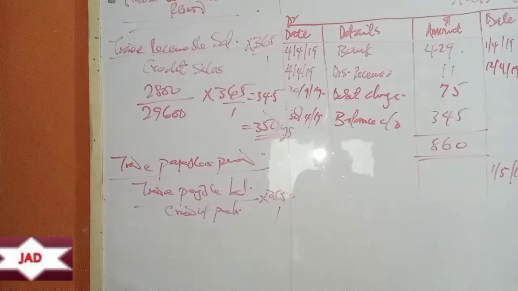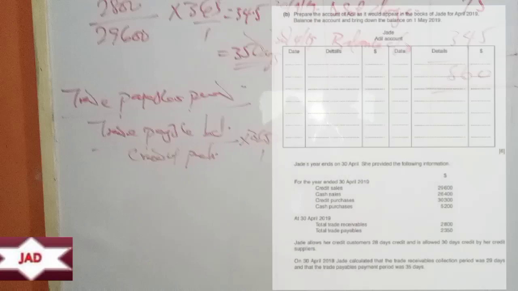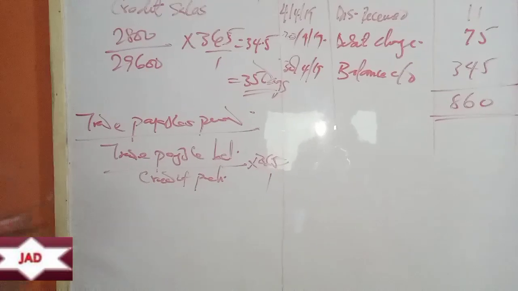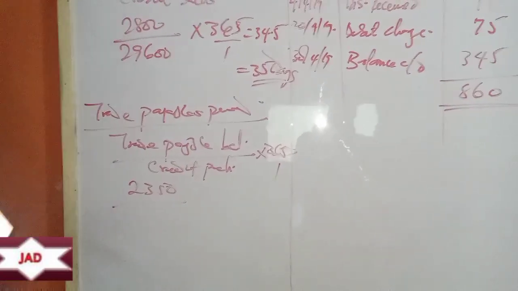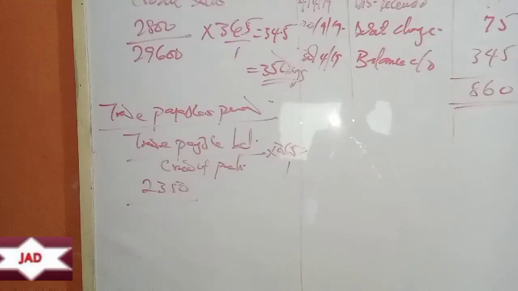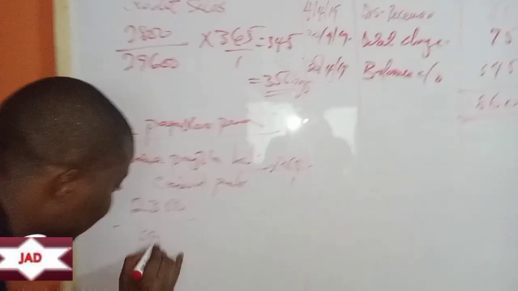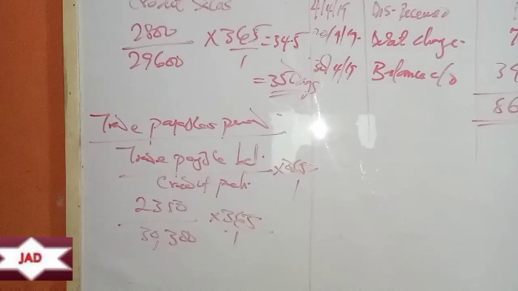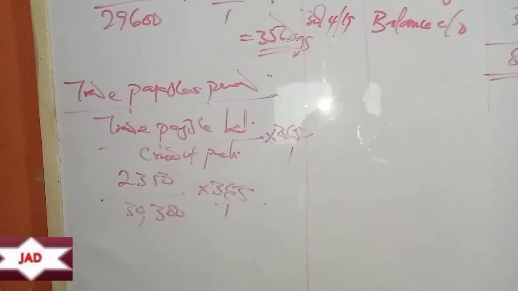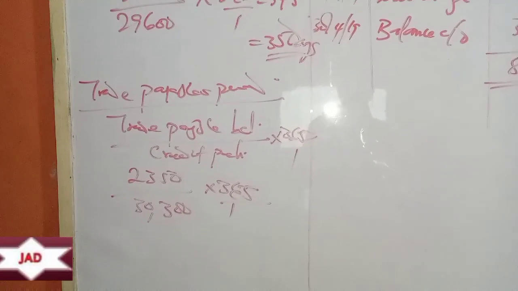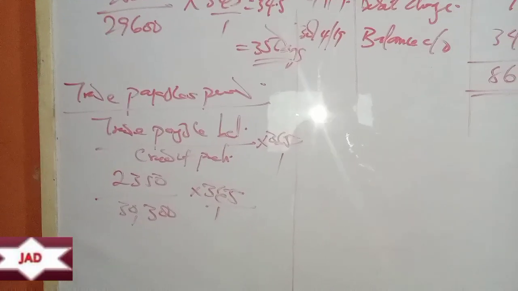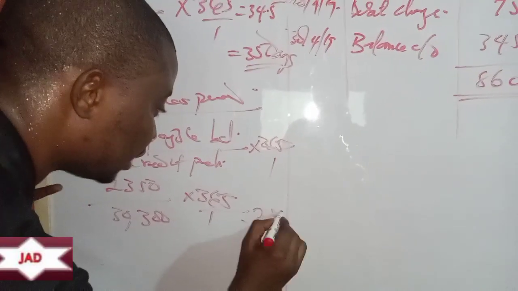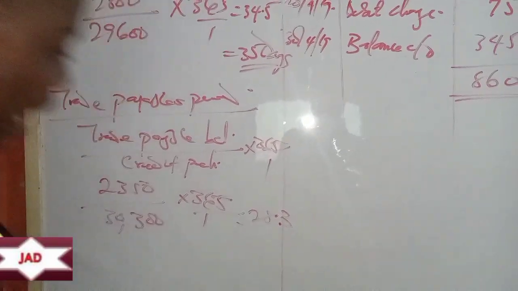So what is the trade payable balance according to the question? Trade payable is 2,350. So we have 2,350 over what is the credit purchases there? 30,300. 30,300 times 365 over 1. So what do we have? 2,350 divided by 30,300, okay, times 365 over 1. So I can say 28.3 there. So 28.3.